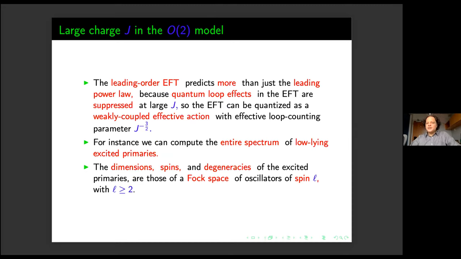The leading order EFT predicts more than just the leading power law, because quantum loop effects in the EFT are suppressed at large J, so the EFT can be quantized as a weakly coupled effective action with effective loop counting parameter J to the minus 3/2. So for instance, we can compute the entire spectrum of low-lying excited primaries. The dimensions, spins, and degeneracies of the excited primaries are those of a Fock space with oscillators of spin L, with L greater than or equal to 2.